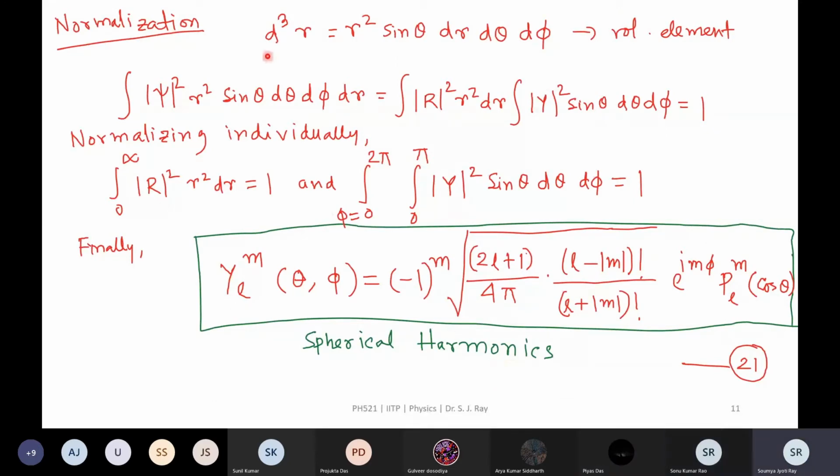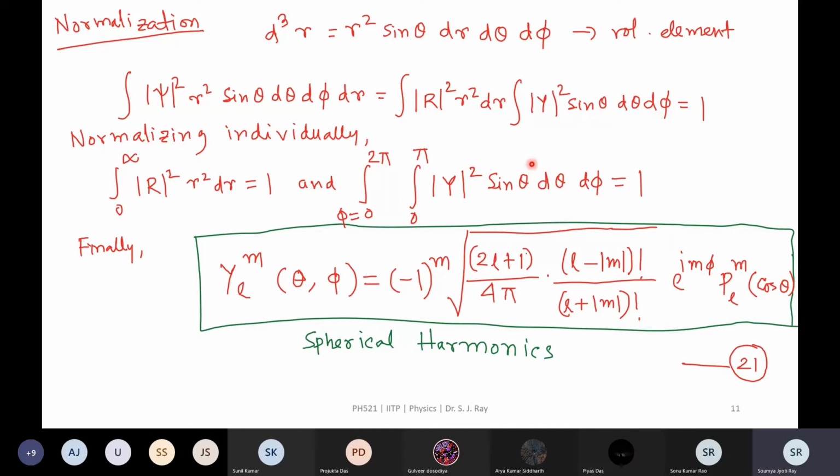We'll consider a small volume element d tau in this r, theta, phi space. This volume element will be r square sin theta dr d theta d phi. I hope everyone knows how to get this volume element. Everyone knows?